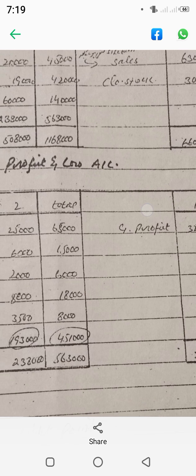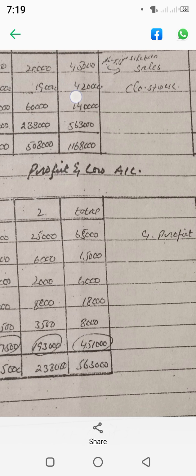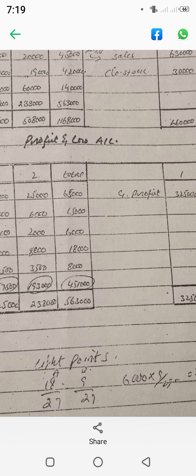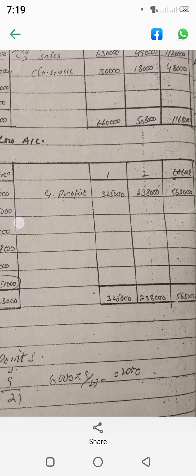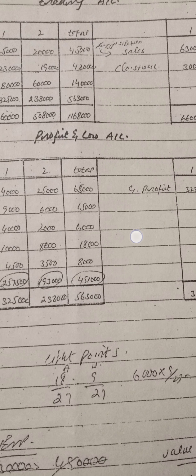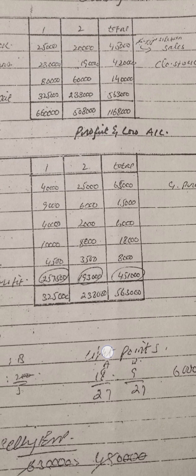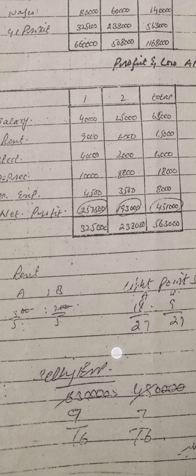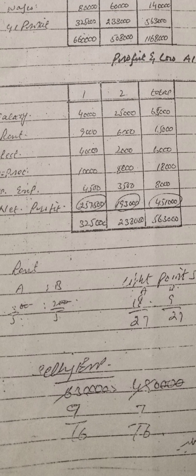Add these two amounts and deduct the whole amount, and you will get the gross profit of 5,63,000. These three amounts will be moved on the credit side of the profit and loss account. Now it's time to distribute our expenses. Salary expense will be distributed on the basis of sales.